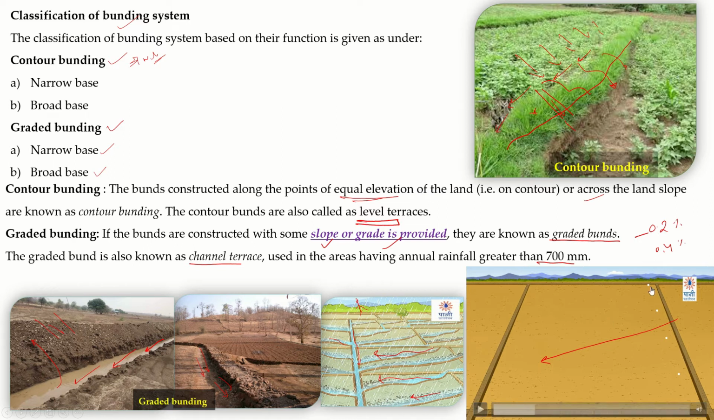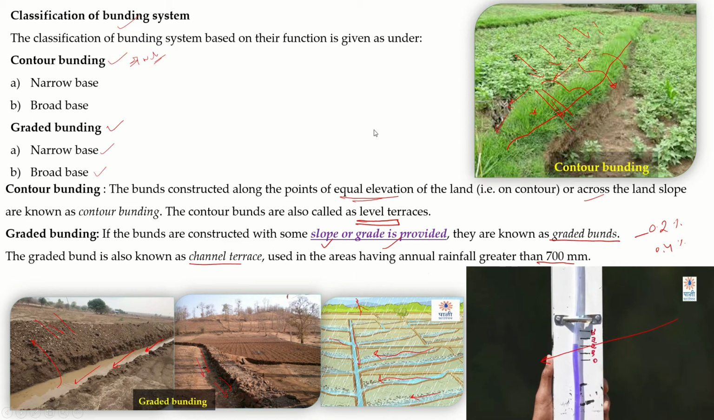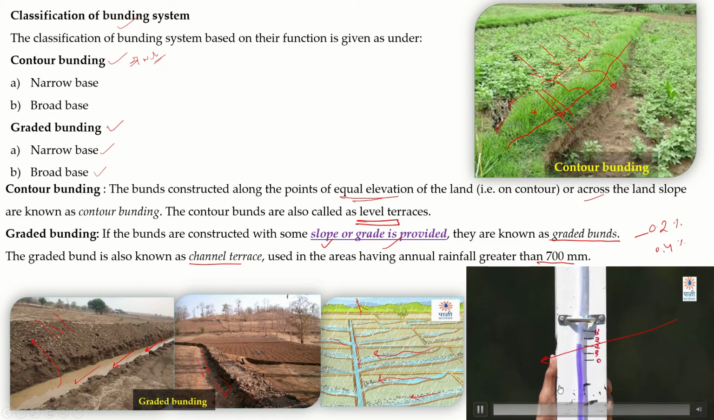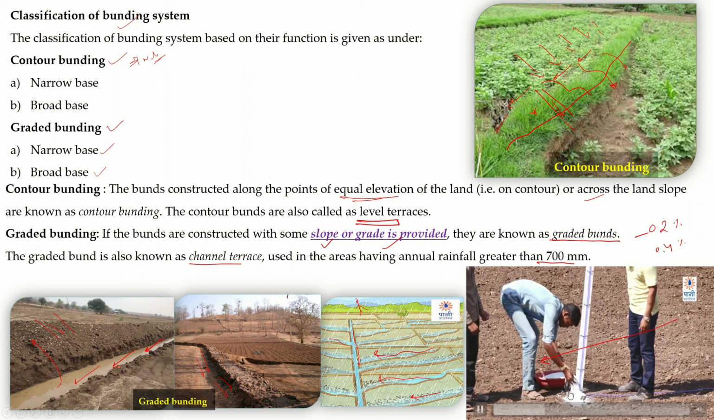Based on your baseline, you need to mark all the required points, and after every point the next point is provided with a 2 centimeter drop. 0.2% means that is your grade, a 2 centimeter drop. Suppose 0.4% means a 4 centimeter drop, 0.3% means a 3 centimeter drop. Likewise we need to provide the grade throughout this length.